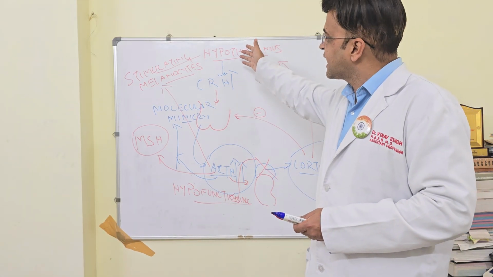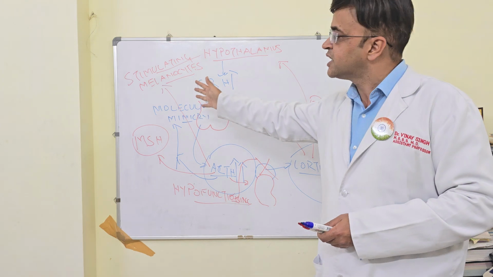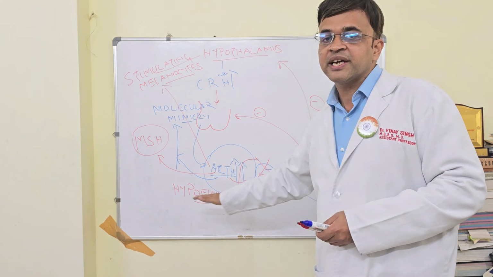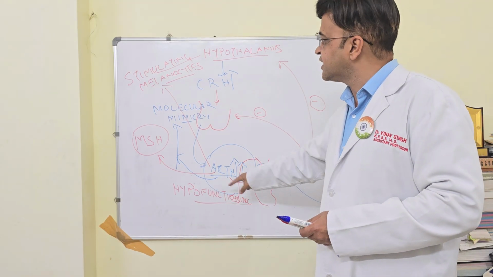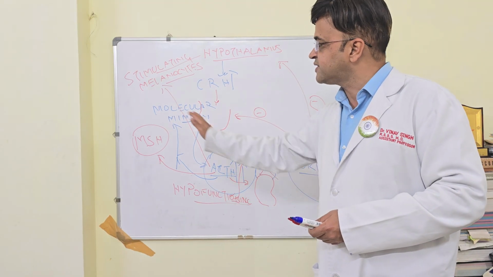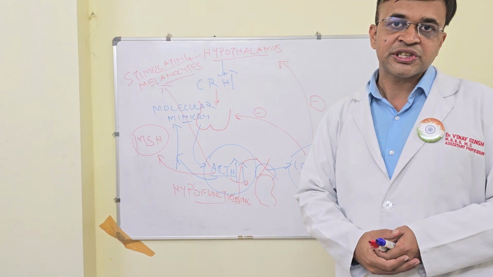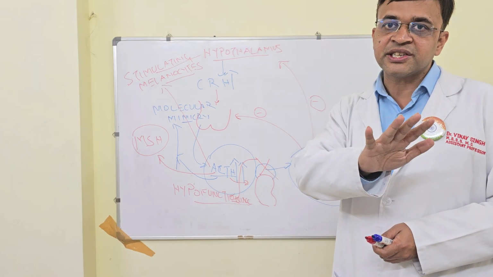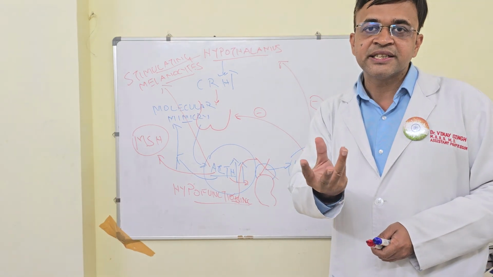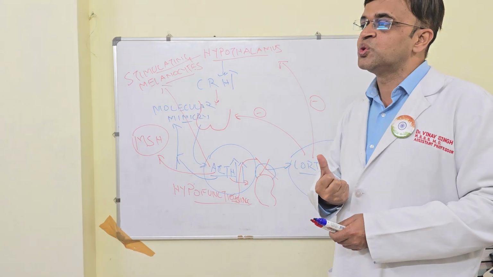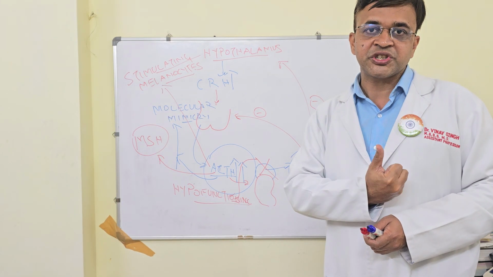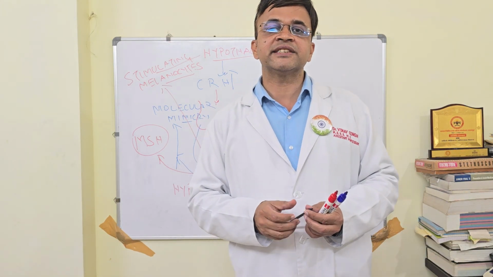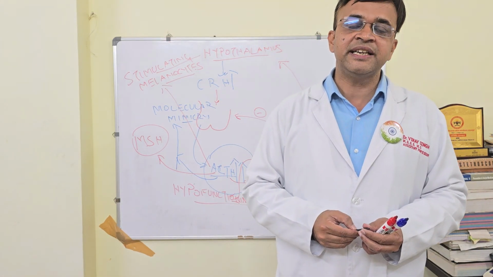Now hypothalamus can secrete a huge amount of CRH. Now this will lead to further secretion of a great amount of ACTH, right? And this ACTH is very similar to MSH, right? And melanocytes won't be able to distinguish whether it is MSH or ACTH, so they get stimulated, and this leads to hyperpigmentation, right?